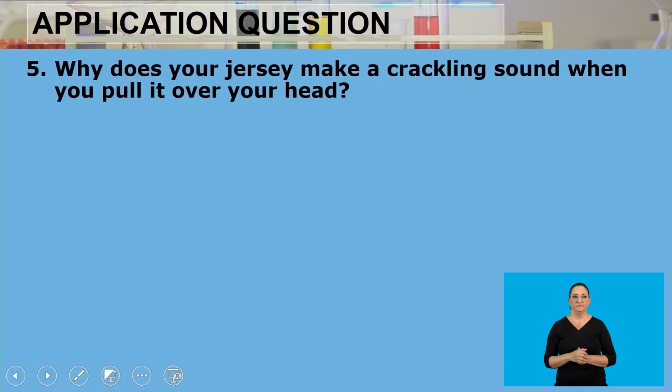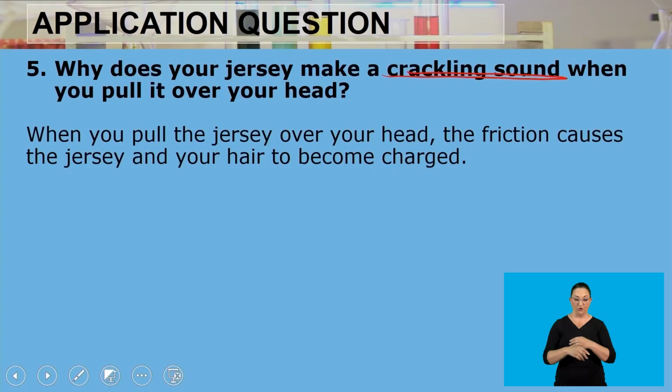The next question says, why does your jersey make a crackling sound when you pull it over your head? Whenever you're taking off your jersey, why does it make that crackling sound as you pull it over your head? We need to know the following. Number one, when you pull the jersey over your head, the friction between the jersey and your hair causes the jersey and your hair to become charged. Remember, initially the jersey is neutral, and the hair is also neutral.